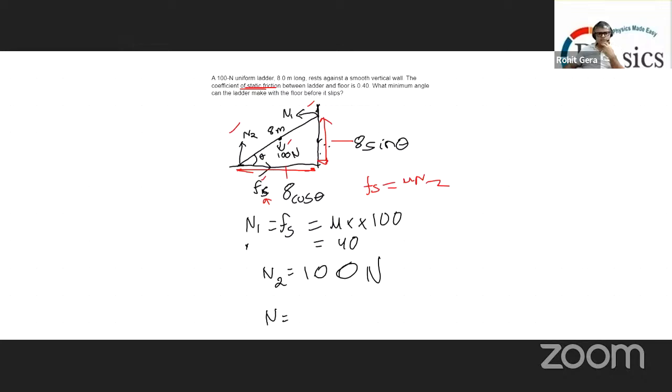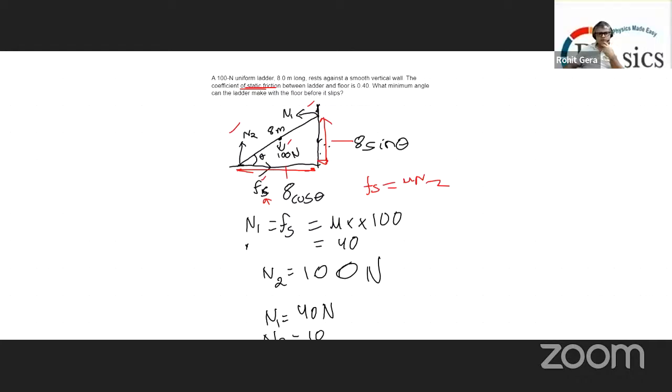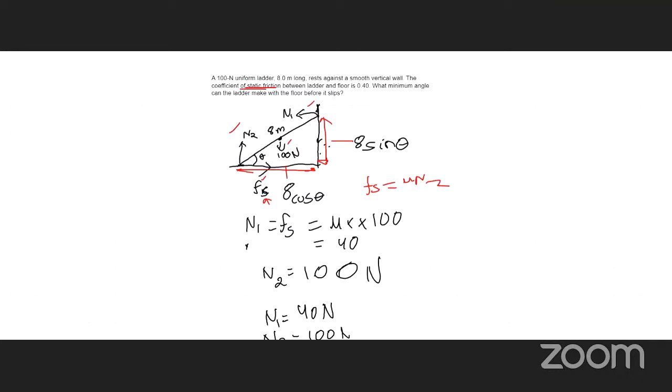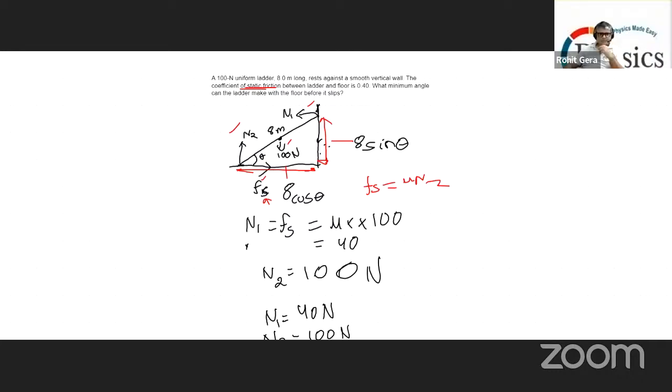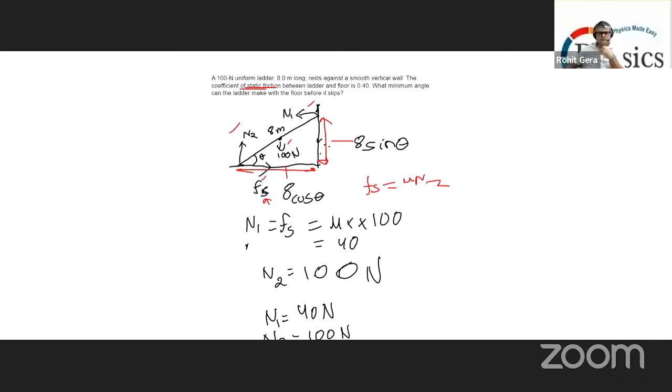So N1 equals 40 Newton and N2 is equal to 100. Yes. Hey man, how is it 40? Okay, it's 40. Fine.